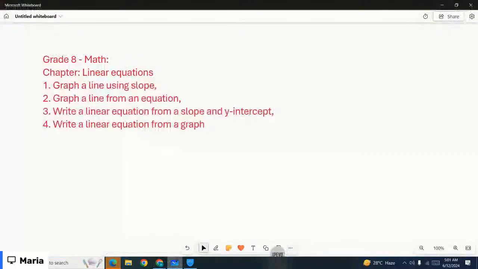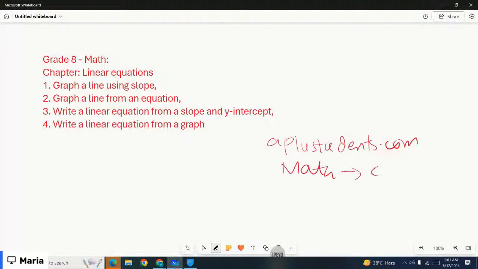We are here for grade 8 math. You can find all the lessons on aplusstudents.com. You have to log in there using your email address and password as provided by the administrator. Then you have to select math from the subject tab. Scroll down to grade 8 math and then click on view all lessons.